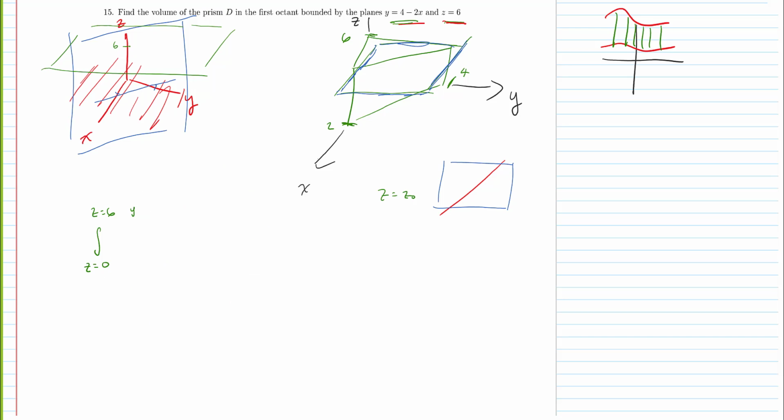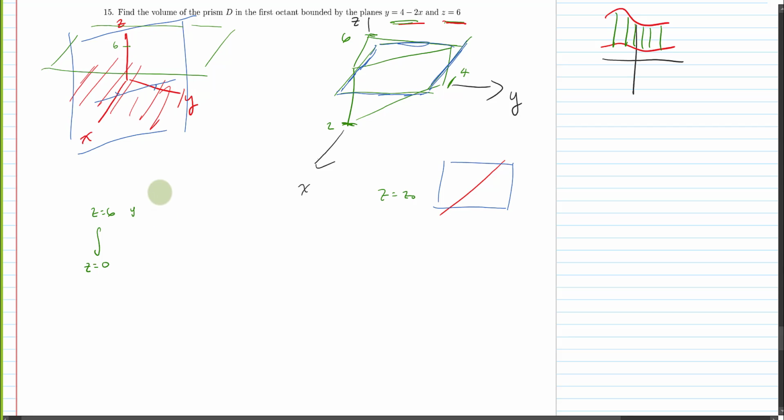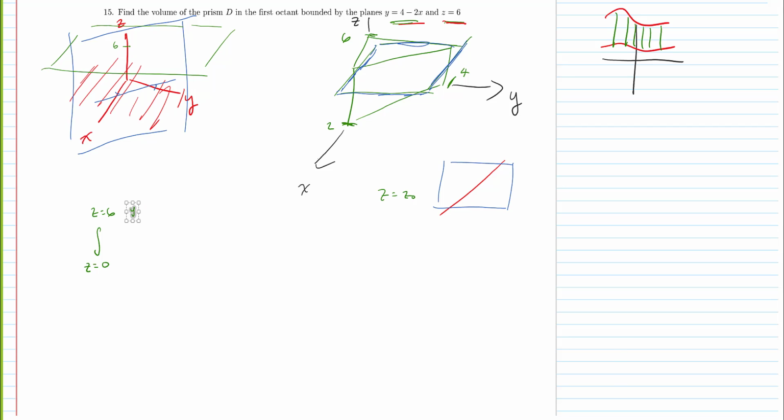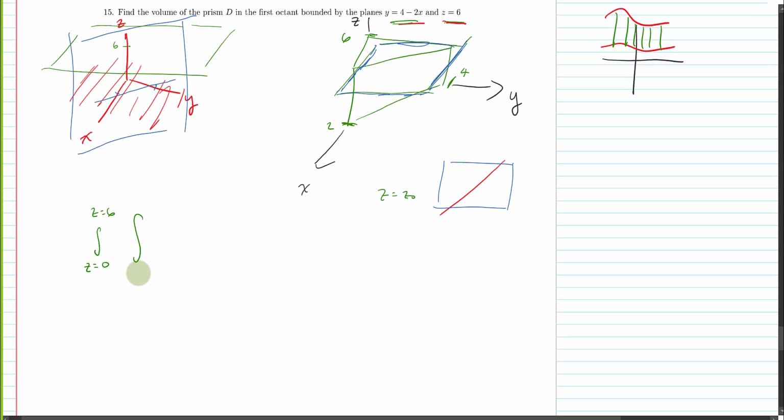In this case, it's not really that hard to change that around. But I think that as the problem was originally given to us, we should integrate from x equals 0 to x equals 2, and then integrate this from y equals 0 to y equals 4 minus 2x.